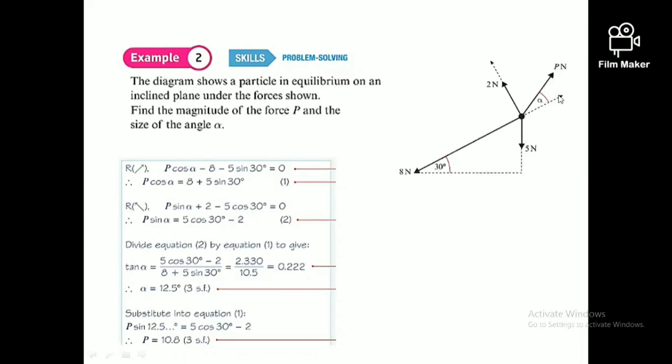P cos alpha. Non-involvement with this. What is the reason for non-involvement of this? Because its perpendicular forces do not make involvement with the horizontal forces. And the other force is minus 8. This side is force 8.